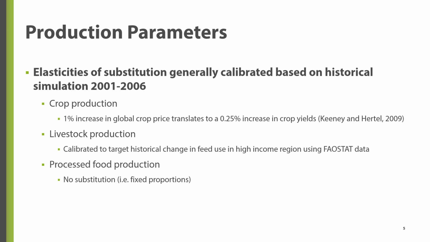Production parameters in the model include input substitution elasticities, which govern how easy it is to change input mix, in response to changes in relative input prices. Input elasticities of substitution for the crop and livestock sectors are calibrated based on historical simulations. For the processed food sector, fixed proportions between inputs and outputs are assumed, so no input substitution is allowed.